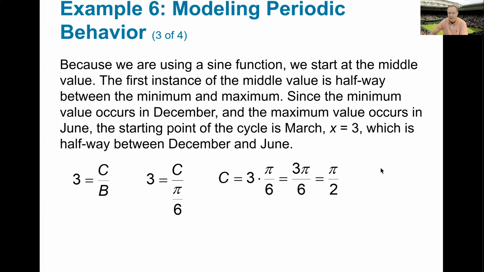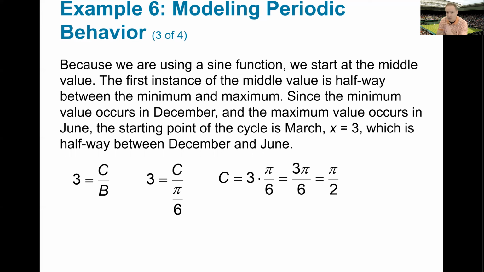Why are we starting with the middle value? Think of the graph of the sine function. It starts off at 0, 0, then it goes to a maximum of pi over 2, 1. Then it goes down to a value of pi, 0, then 3 pi over 2, negative 1, and then 2 pi, 0.